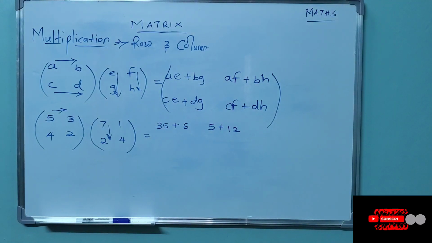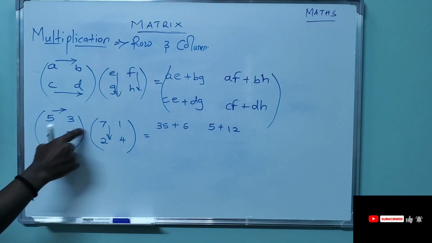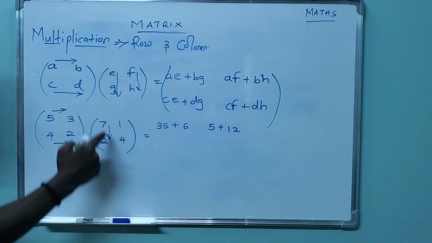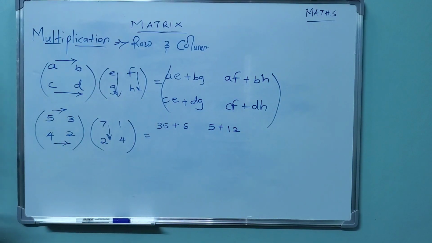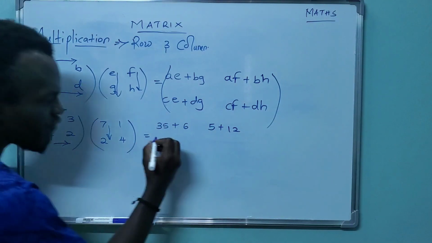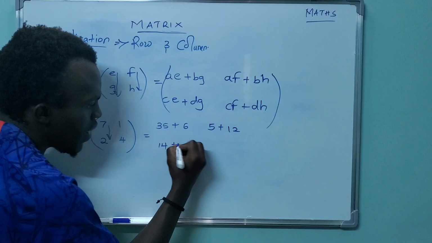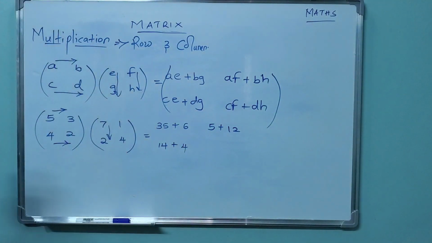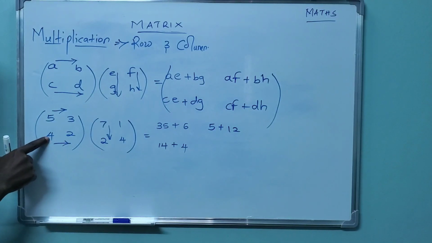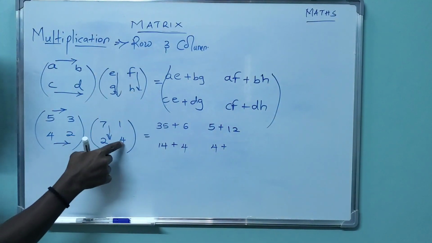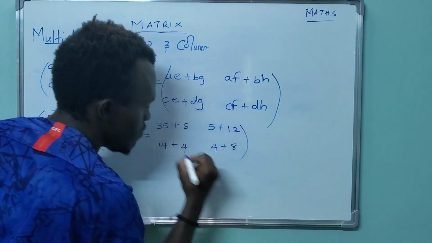I'm done with the first row on the first matrix with both the columns on the second matrix. Then now I'll come to the second row. I'll also do the same with the first column on the second matrix and the second column on the second matrix. Then I'll come here and say 4 multiplied by 7, I'll have 14. I'll write 14 plus 2 multiplied by 2, I'll have 4. Then the second column, I'll have 4 multiplied by 1. It is going to be 4 plus 2 multiplied by 4. I'm going to have 8.